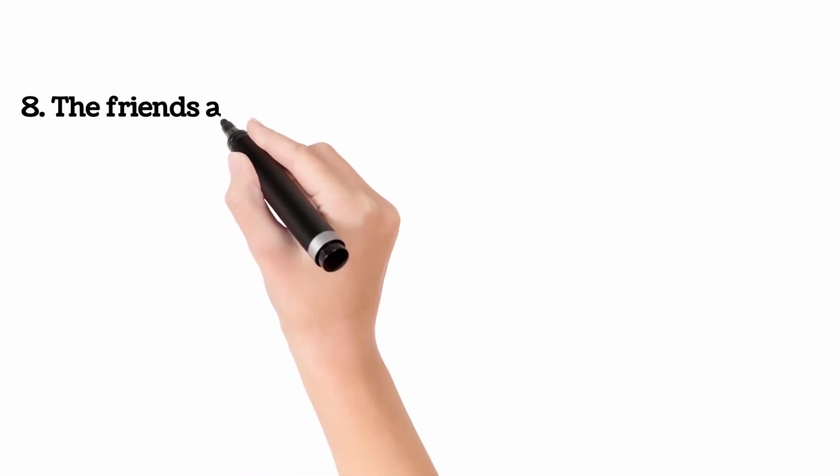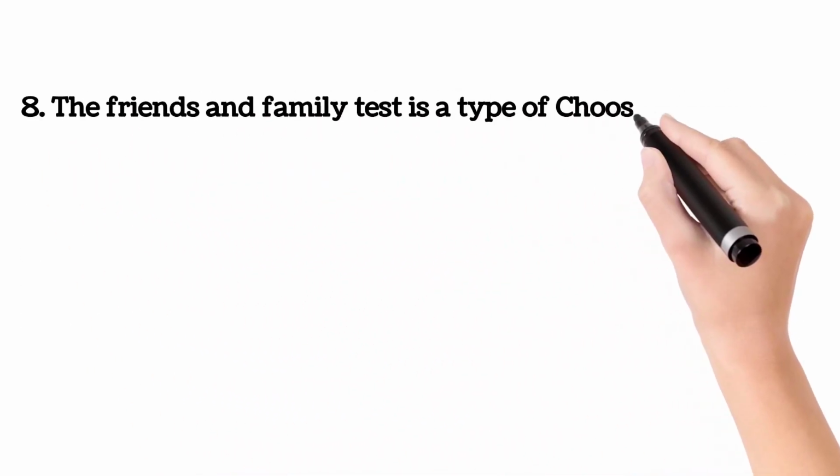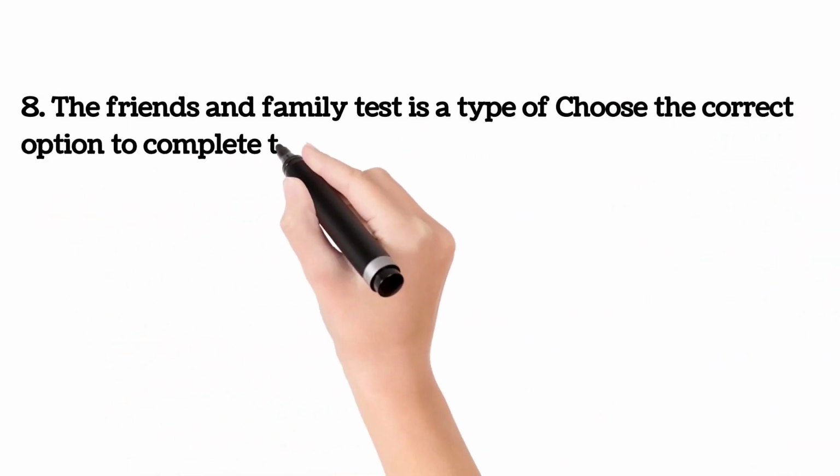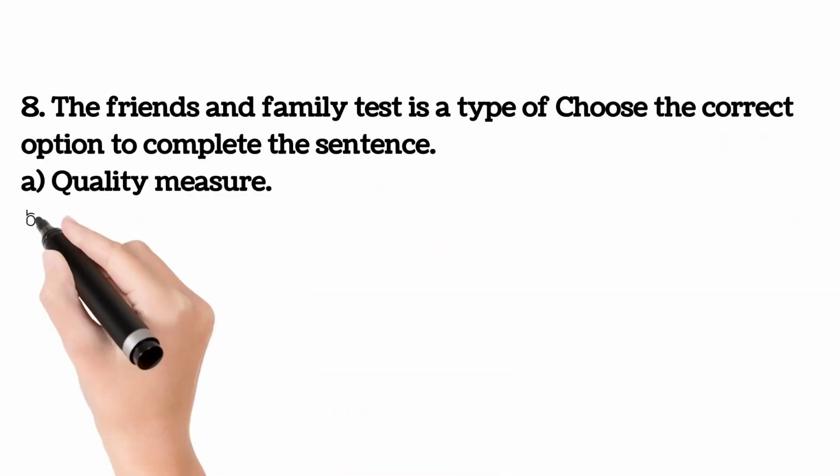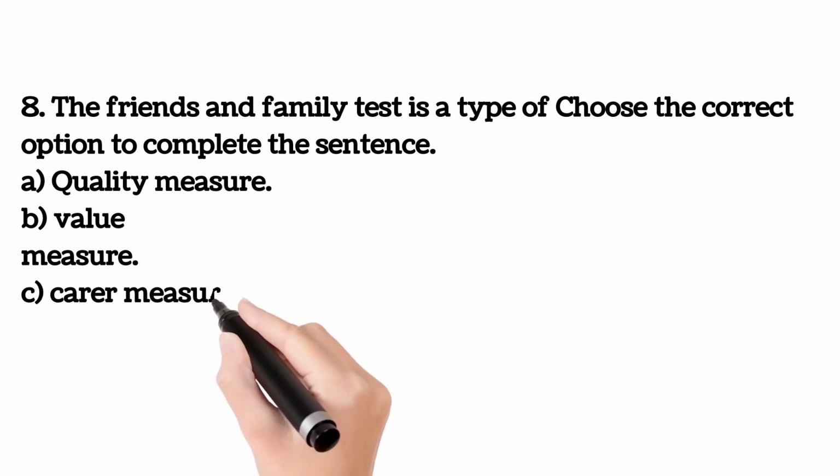8. The friends and family test is a type of. Choose the correct option to complete the sentence. A. Quality measure. B. Value measure. C. Carer measure. D. Patient measure.